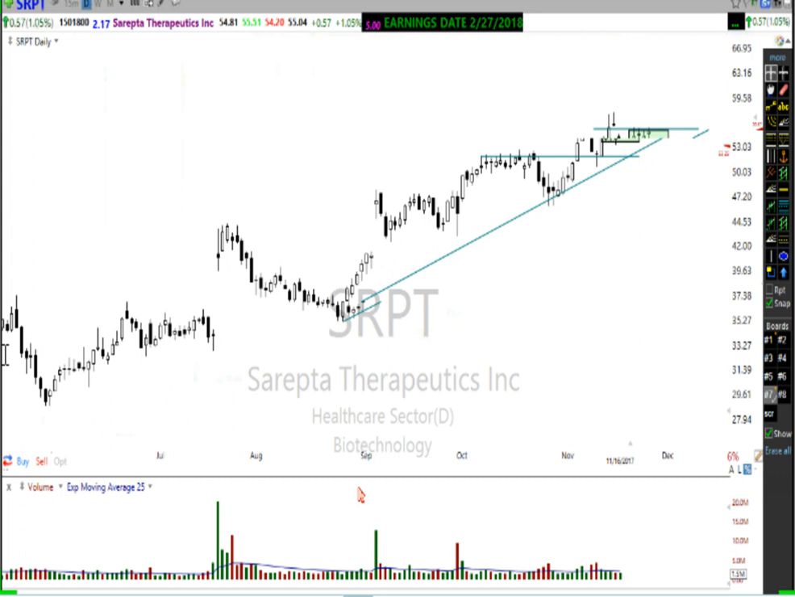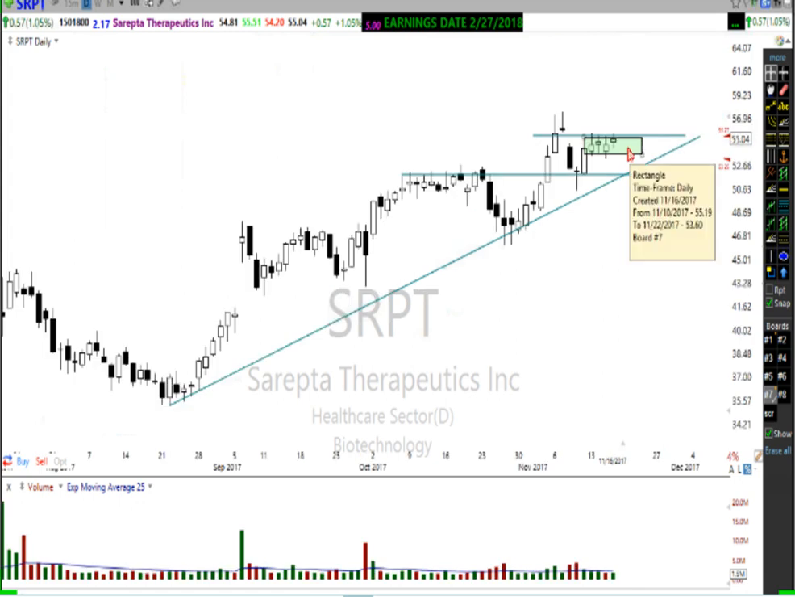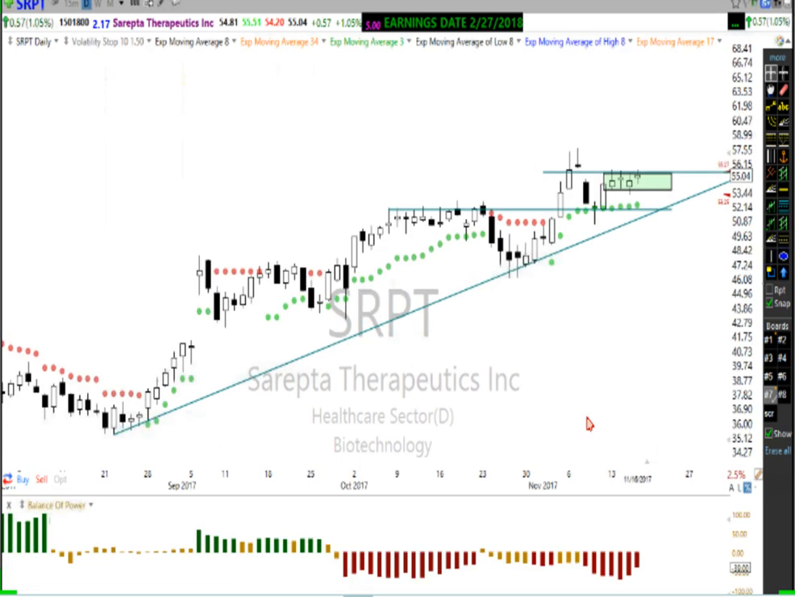Now, the reason I'm flipping back and forth with TC2000, I'm able to tile charts together. So I can go from my naked chart where I just want to focus on price. And if I need to pull that indicator in, I can pull that indicator in with just one click, and it's right there.